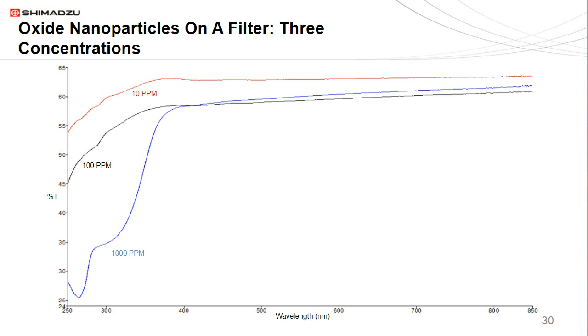So to simulate this, we put nanoparticles on a piece of filter paper, and the first question is, can it be quantitative? Here you see 3 different concentrations, and you can see there is a distinct difference in the scatter transmission spectra. We're shooting the light through the filter paper. You can see that there is a semi-quantitative correlation between amount of nanoparticles and the spectra.